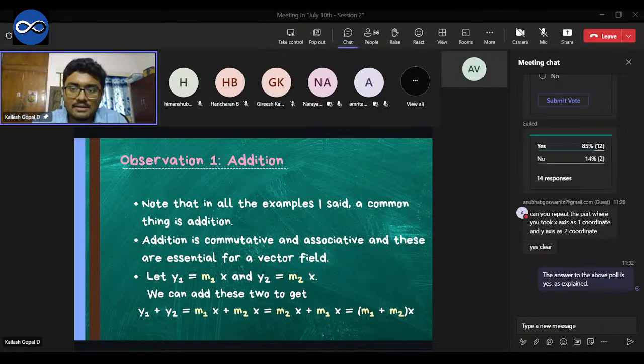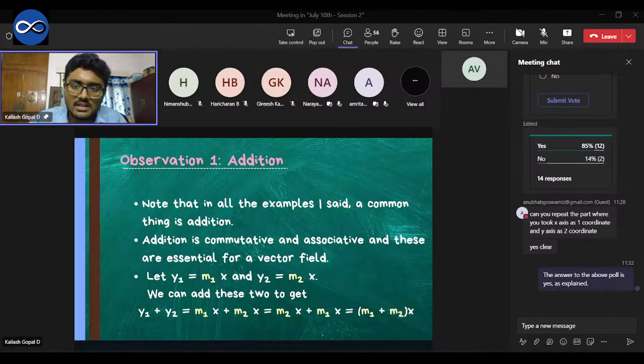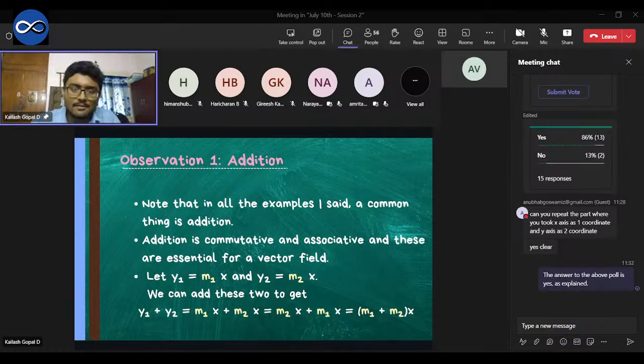Note that in all the examples I mentioned, a common thing is addition. You can add two functions, you can add two vectors, and if you have something mod 17, you can add the components mod 17. Addition is a common thing, so that could be a property of a vector space, and indeed it is. Let's take a step back. What is addition? You take two elements, perform an operation on them, and get an output. This addition operation has to have some nice properties.